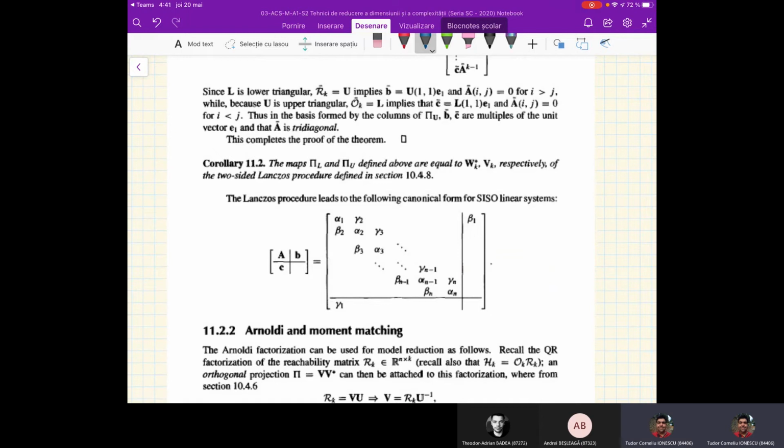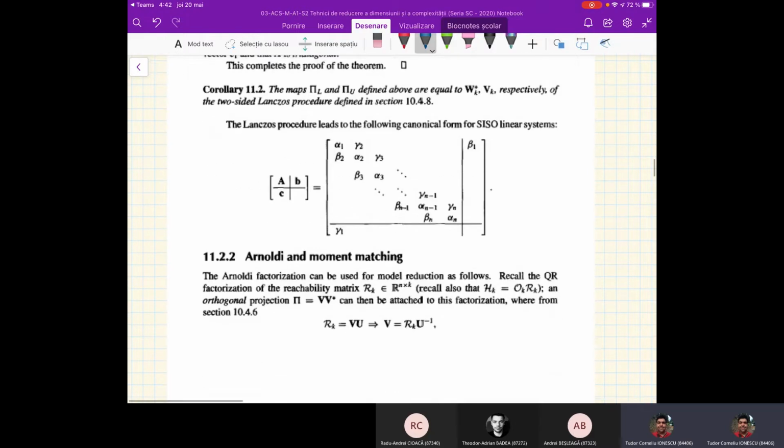Okay, and you also have a corollary. The maps pi L and pi U defined are equal to W K star and VK of the two-sided Lanczos procedure. And we had that defined previously, quite a lot, in the previous chapter. And the Lanczos procedure, of course, also gives you a tridiagonal result. So these are very specific constructions of the reduced order model.